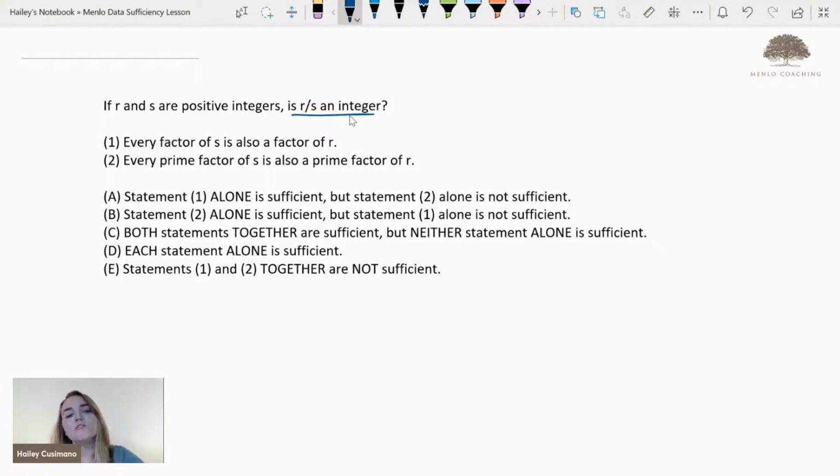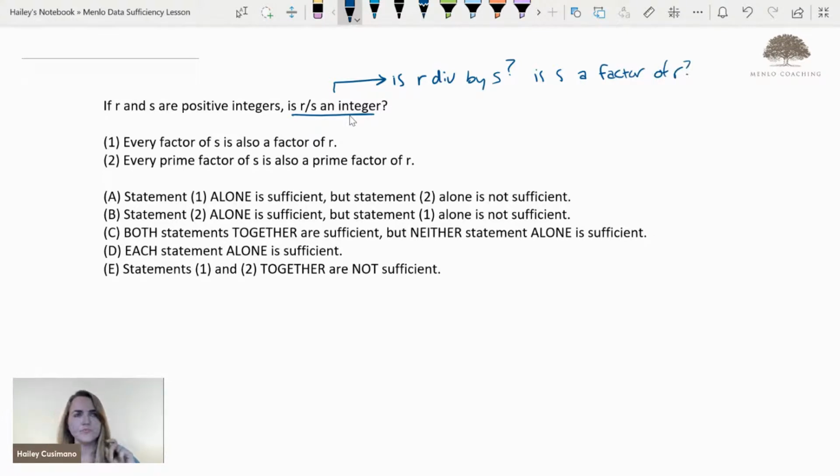Well, in order for R over S to be an integer, what would we need to know? Well, in order to take R and divide it by S and end up with an integer, we would need R to be divisible by S. So really we're asked, is R divisible by S? And I could take that a half a step further. In order for R to be divisible by S, we would need S to be a factor of R. So ultimately, we could rephrase this by asking, is S a factor of R?